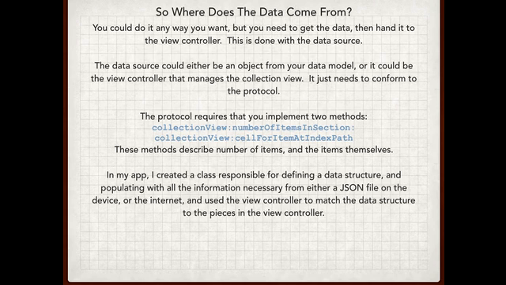To conform to the protocol of a data source, it requires that you implement these two methods: collection view number of items in section, which describes how many items are there, and collection view cell for item at index path, which says for any point in this array, what data is there. And so I created a class that was responsible for defining a data structure and populating it from JSON, but then I used the view controller to pull from that data structure the pieces and put them in the view controller. So within the view controller itself, I overrode these two methods. So it conformed to the protocol, and I didn't need to make a separate data source.